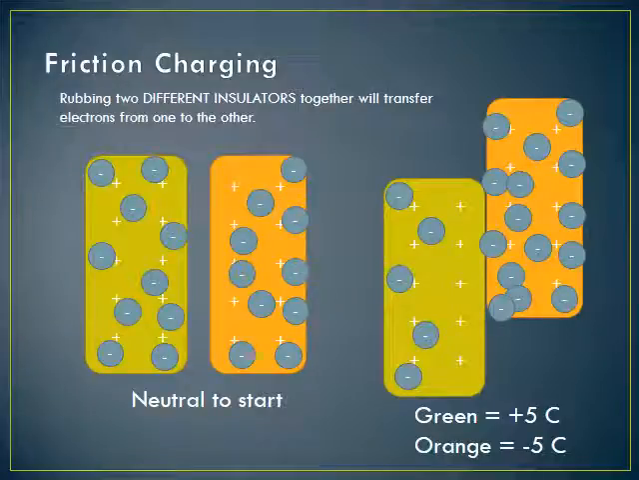So when you're done, we were both neutral when we started. When you're done, you end up with 1 insulator that has a positive net charge. The green insulator has 5 extra protons because it lost 5 electrons, which means it has a net charge of +5 coulombs. And the orange insulator has 5 extra electrons, which means it has a charge of -5 coulombs. So in the universe, we're still conserving our charge. We just have transferred it from one object to another.